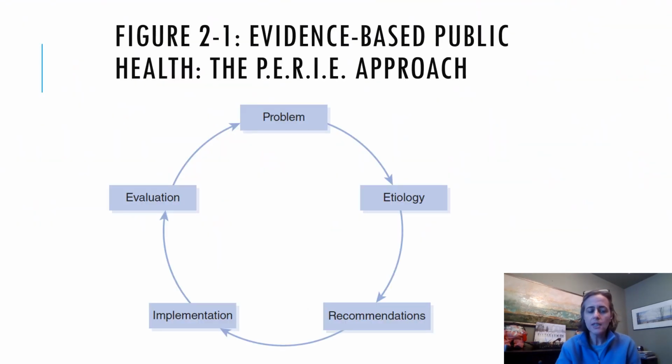So the book uses a nice little mnemonic, PERI, P-E-R-I-E, which I think is useful to identify the 5 basic steps involved in the public health approach. So identifying the problem, discovering or trying to decipher the etiology or cause of the problem, coming up with some recommendations, figuring out how to implement those recommendations, and then evaluating what you're doing. So if that sounds a little familiar compared to when we talked about introduction to public health, it should.